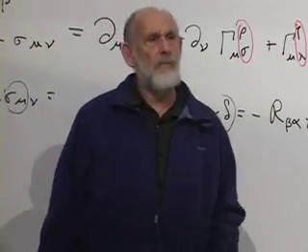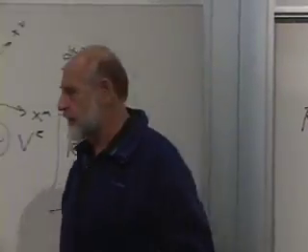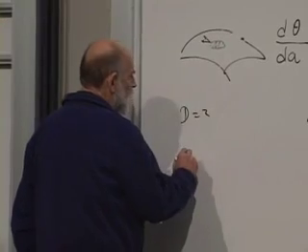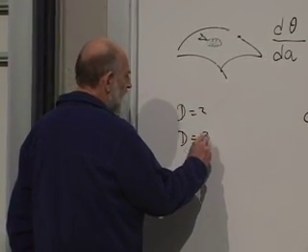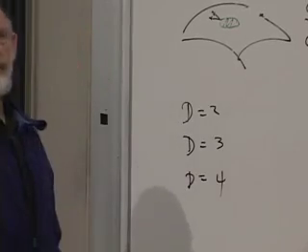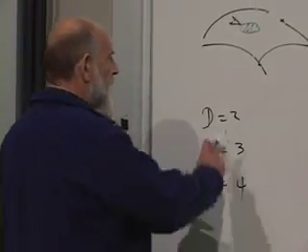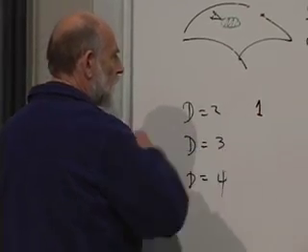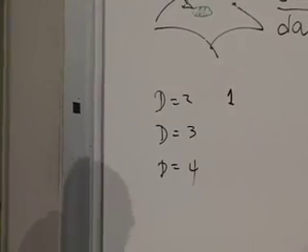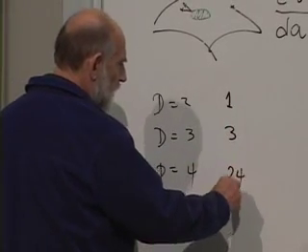Let's see. I'll tell you how many components there are in 2 dimensions. Let's make a table, and then you can tell me whether it's anything special. Dimension 2, dimension 3, and dimension 4. I have no idea what the answer is in dimension 5. I would have to work it out. But in dimension 2, there is 1 component. In dimension 3, there are 3 components. And in dimension 4, there are 24 components.